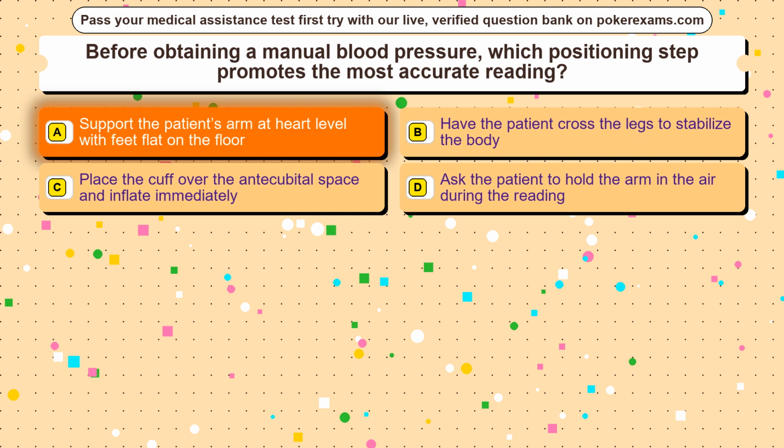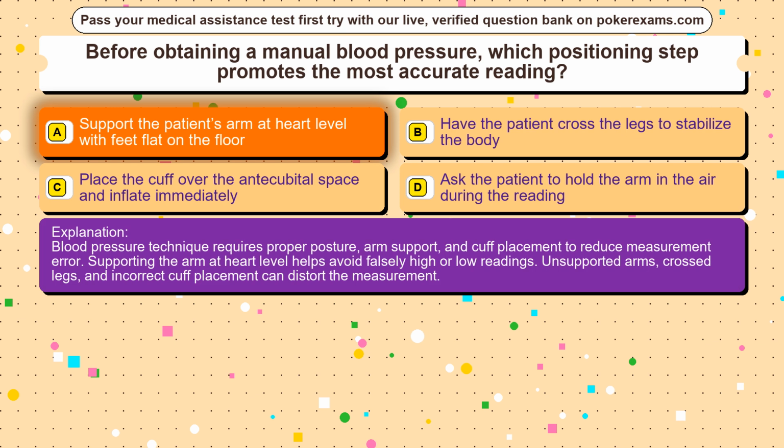The correct answer is option A. Support the patient's arm at heart level with feet flat on the floor. Blood pressure technique requires proper posture, arm support, and cuff placement to reduce measurement error. Supporting the arm at heart level helps avoid falsely high or low readings. Unsupported arms, crossed legs, and incorrect cuff placement can distort the measurement.